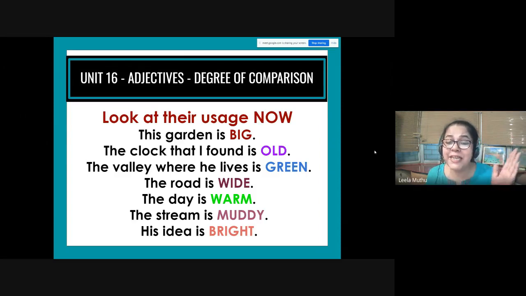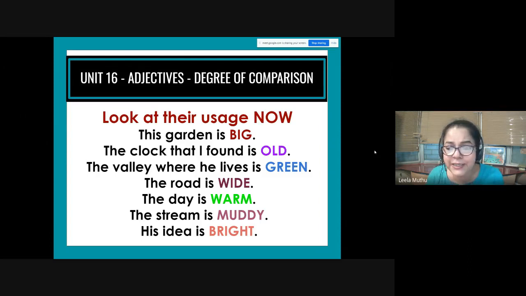So initially in the previous slide, we said big garden, old clock, green valley, wide road, warm day, muddy stream, and bright idea. So now we have put all the adjectives in the predicative part of the sentence. So when the adjective is placed before the noun, it is being used attributively, or it is in the attributive use. When the adjective is placed after the noun in a sentence, it is said to be a predicative use of the adjective.